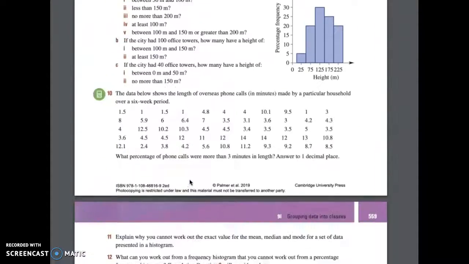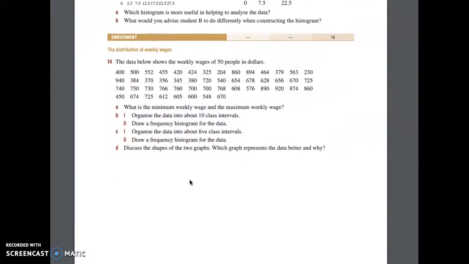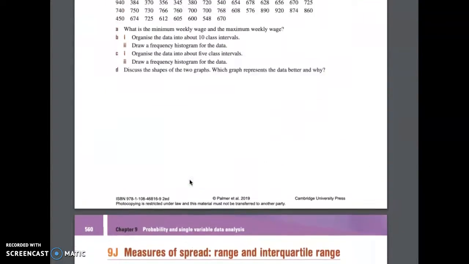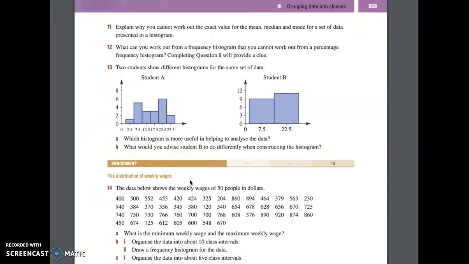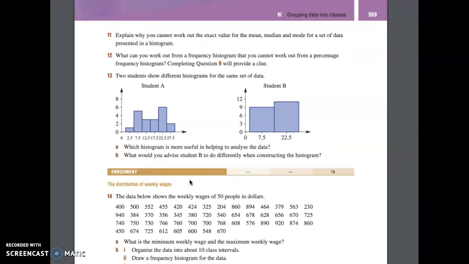I'm going to be on the classroom. I'd really like to hear how you're going. And I'm going to set up a Cambridge check-in task as well.